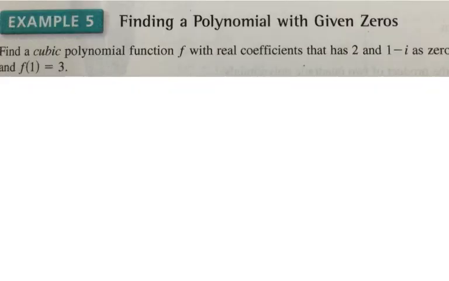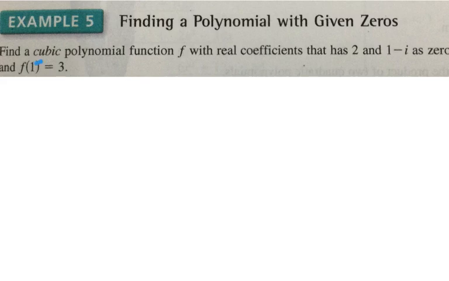That's correct. Find a cubic polynomial f that has real coefficients. So again, that's what we talked about yesterday. Real coefficient polynomial. Its x-intercepts are at 2 and at 1 minus i. But then they have some more information for us here. They tell us f of 1 is equal to 3. So this is new from yesterday. So we will have to work with that after we get our first steps done.